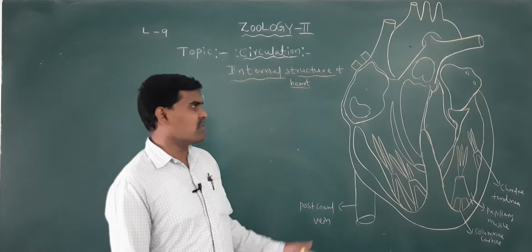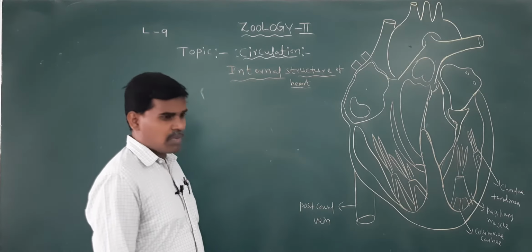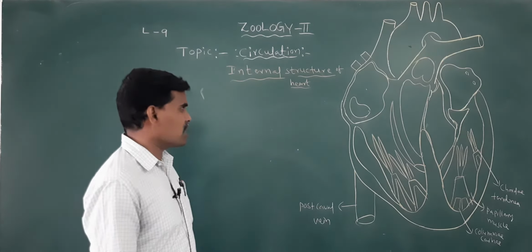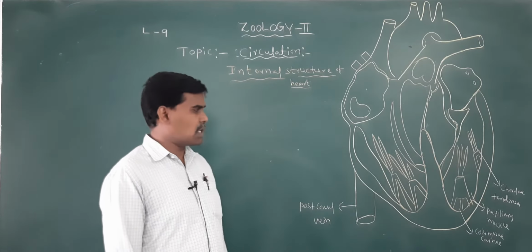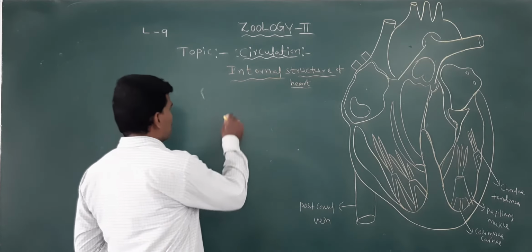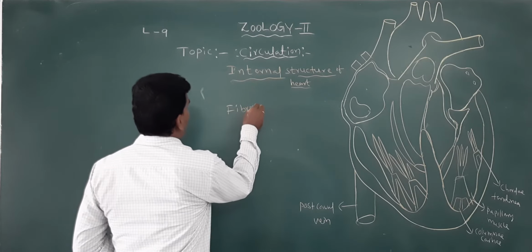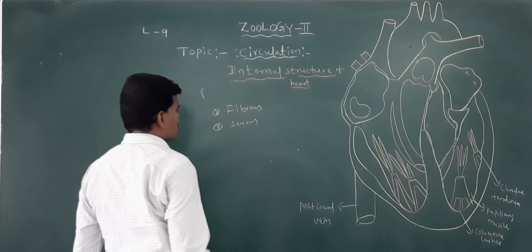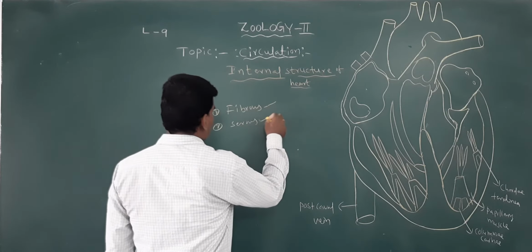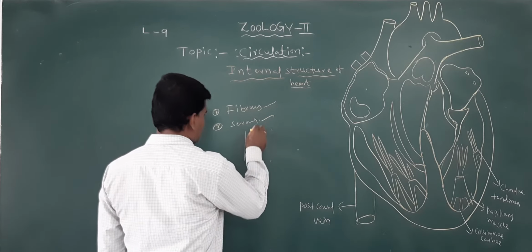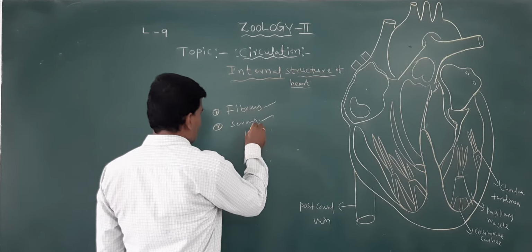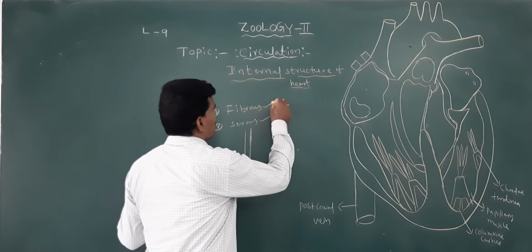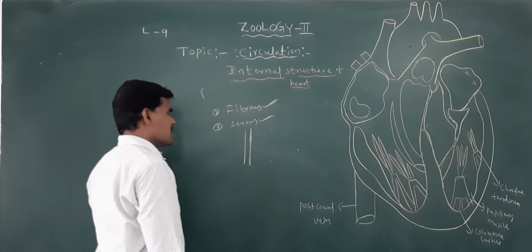The heart wall is made up of layers: the outer fibrous layer and the inner serous layer. The outer wall is the fibrous layer, and the inner wall is the serous layer, which is formed by two layers.